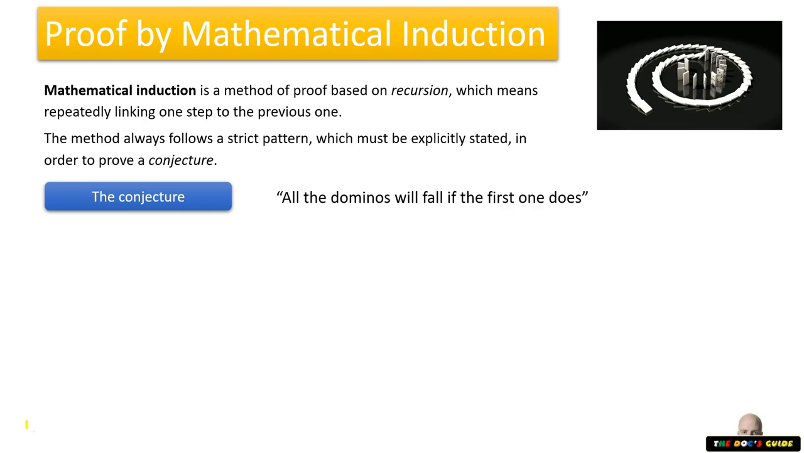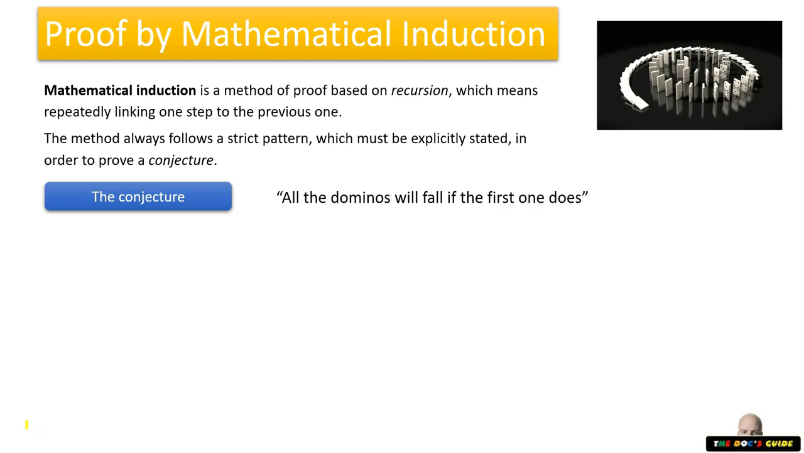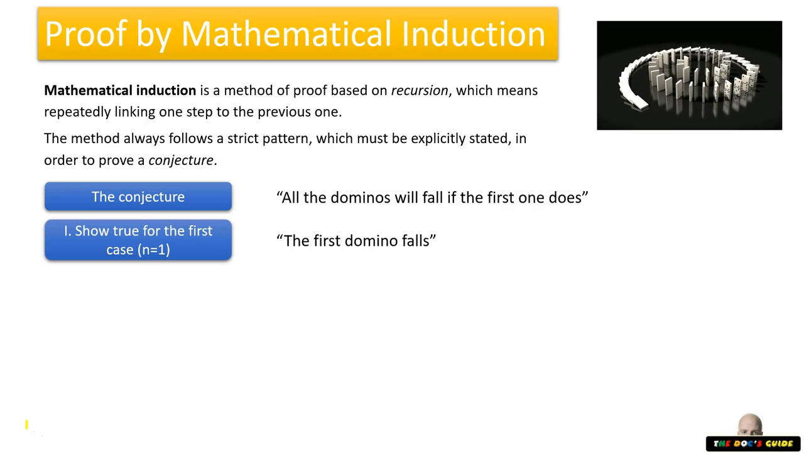So step number one is always to understand what it is we're trying to prove. We don't have to call it a conjecture. We just have to make it clear what we're trying to prove. So what we're trying to prove here is that all the dominoes will fall if the first one does. We then have to show that it's true for the first case of interest. So for us that just means the first domino is able to fall.